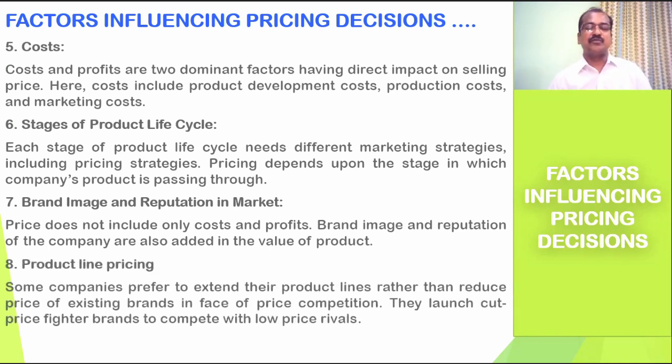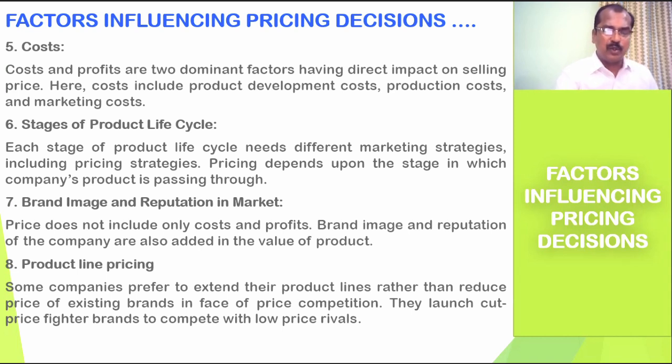The next influencing factor is product line pricing. Some companies prefer to extend their product lines rather than reduce the price of existing brands in the face of price competition. If there is a need to come out with a brand with a higher price, they bring out a new brand in the same product line instead of cutting down the price for the existing versions of the product. So the companies launch cut price fighter brands to compete with the low price rivals also. If there is a need to come out with lower priced brands, they are also launched so that the length of the product line is extended. This is the idea behind the eighth one.